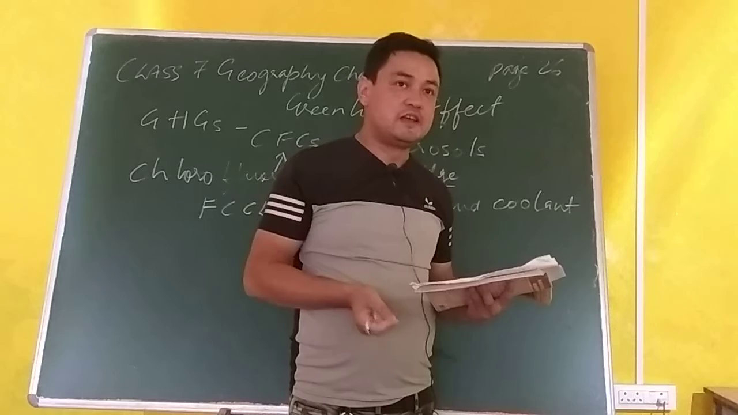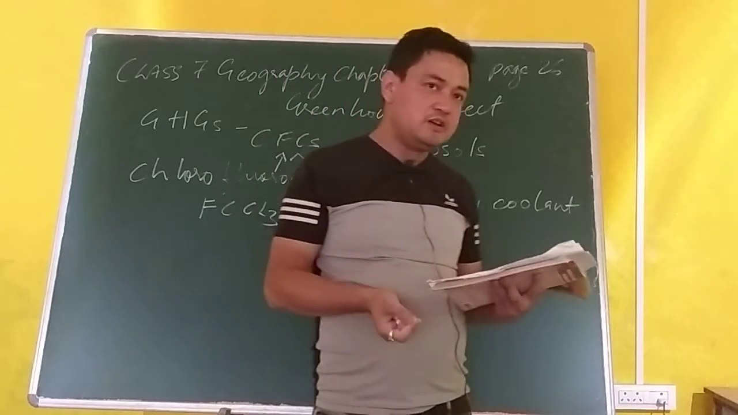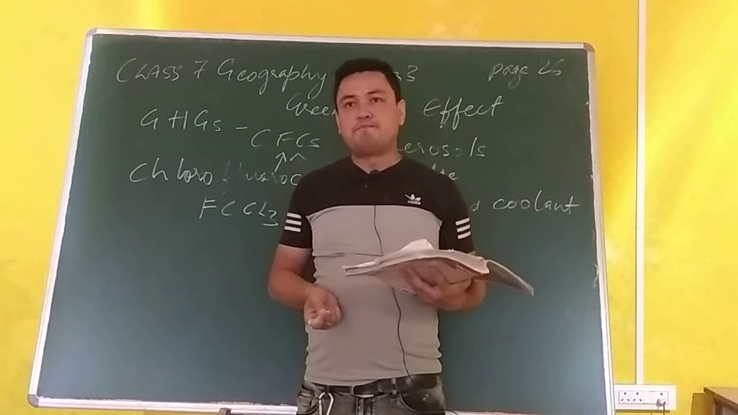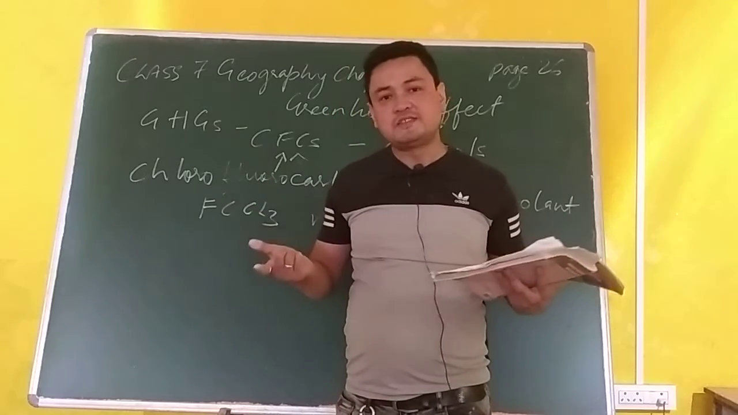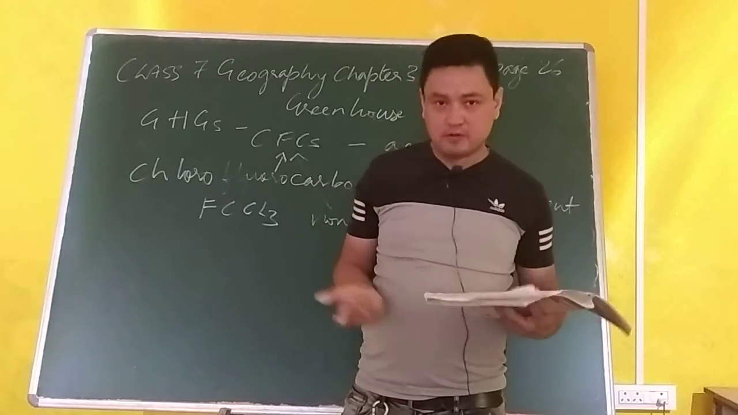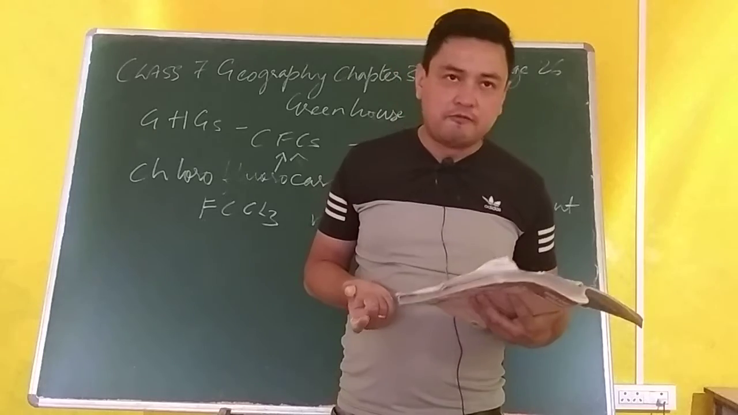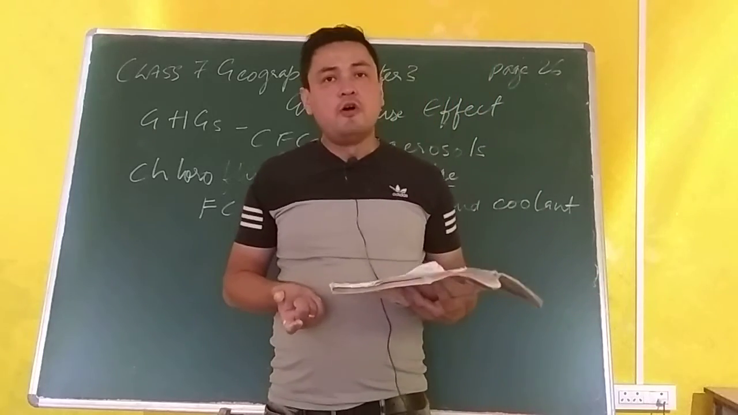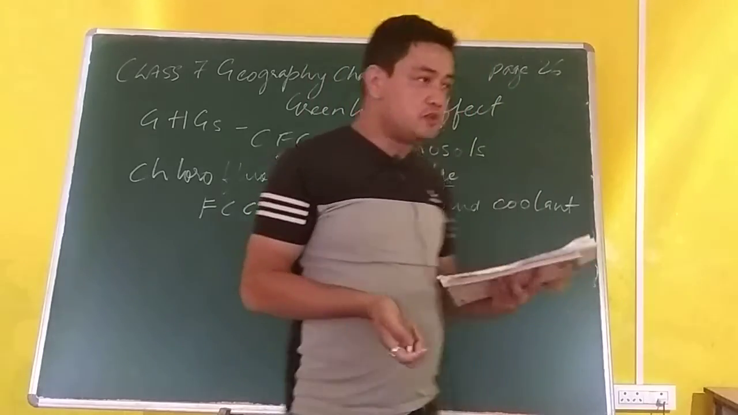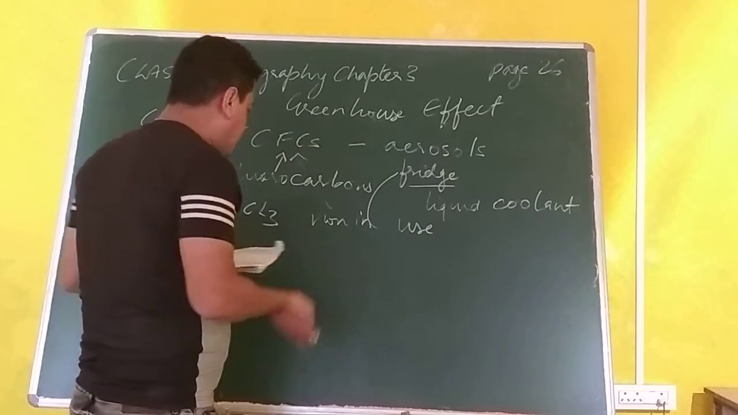Now methane gas. Methane gas is produced by livestock as well as rice fields. Livestock means animals. Animals are kept, and when the animals poop, they produce methane gas, which is harmful for the atmosphere. Now ozone gas is also basically affecting our atmosphere.